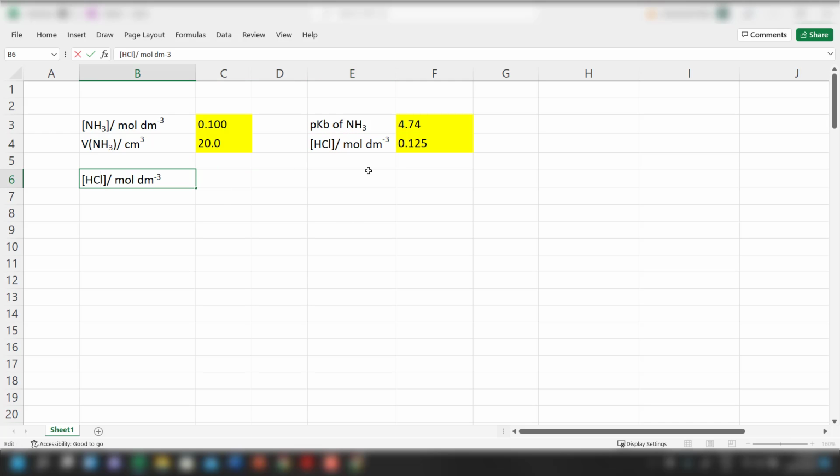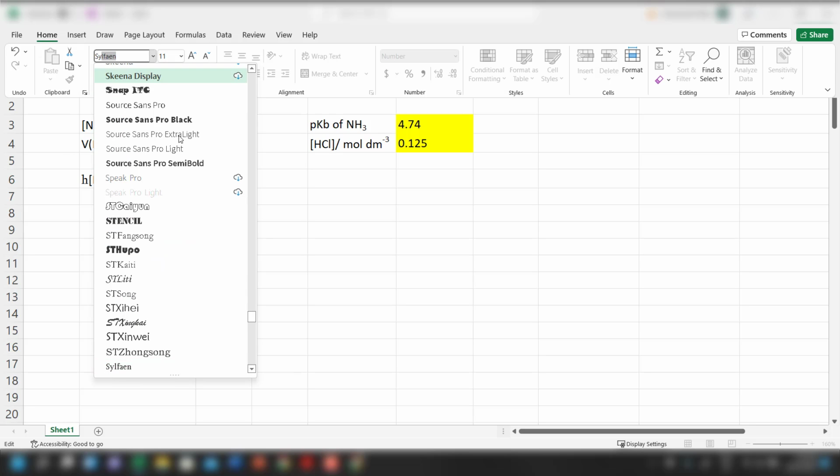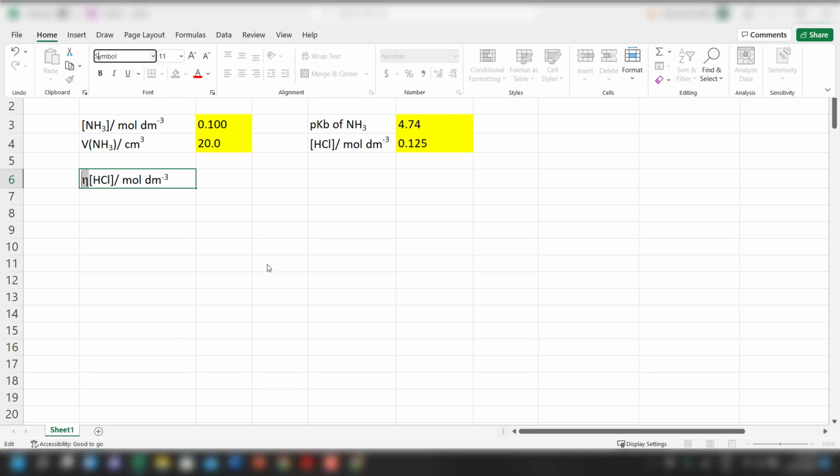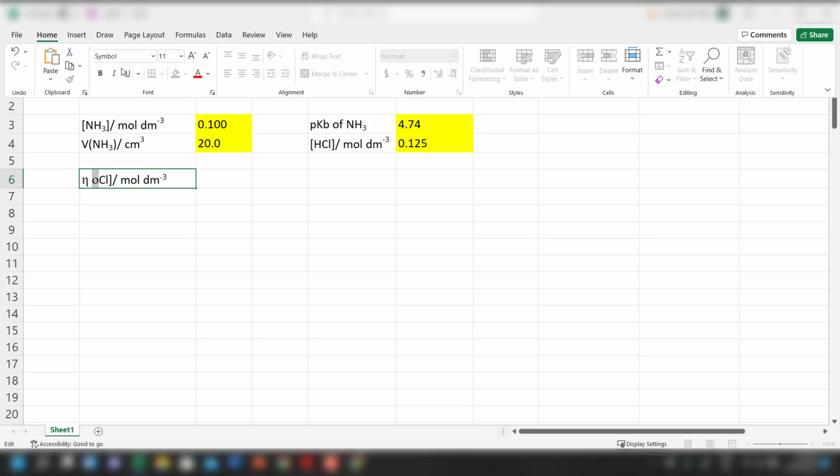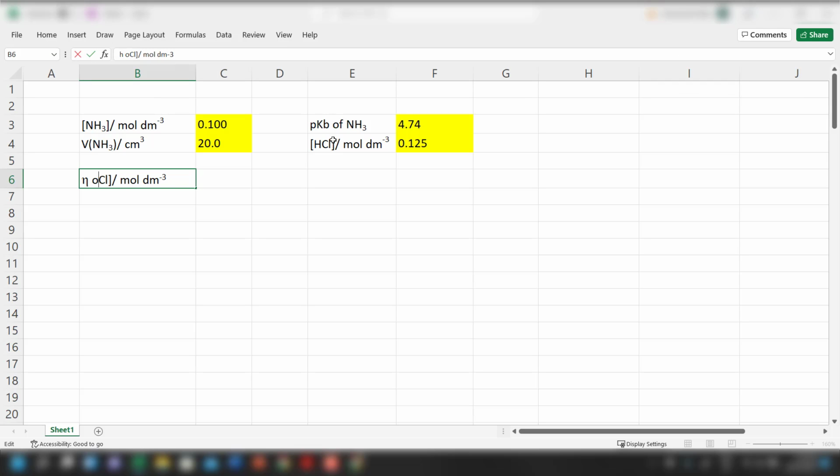I'm just going to put this in. Amount, I'm going to use the Greek symbol, which we often use. So this is the one, amount of... there's a bit of mishap here, so I'm just going to change this to Calibri. So the amount of HCl required for complete neutralization. That will be in terms of moles, so just cancel everything else.